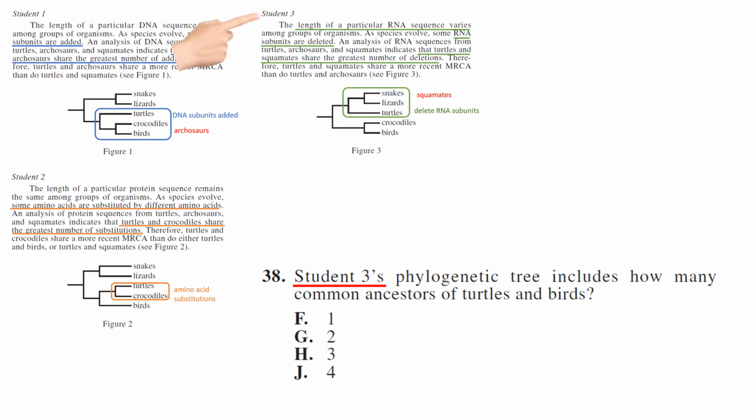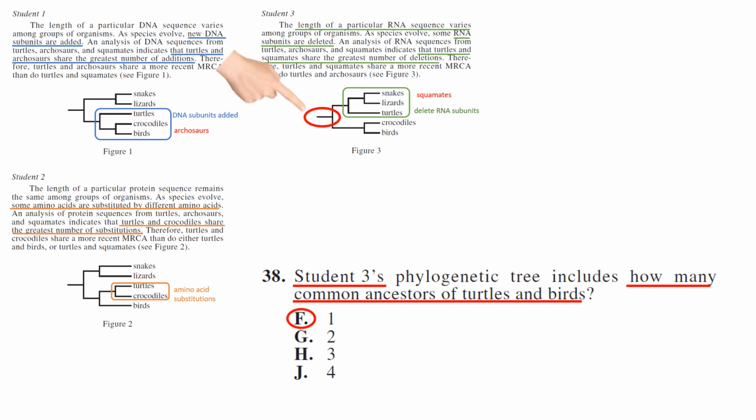Student 3's phylogenetic tree includes how many common ancestors of turtles and birds? So we see turtles, we see birds, and we trace it back to one common ancestor. So your answer is F.